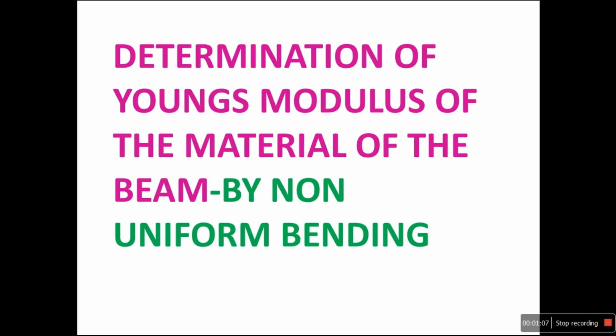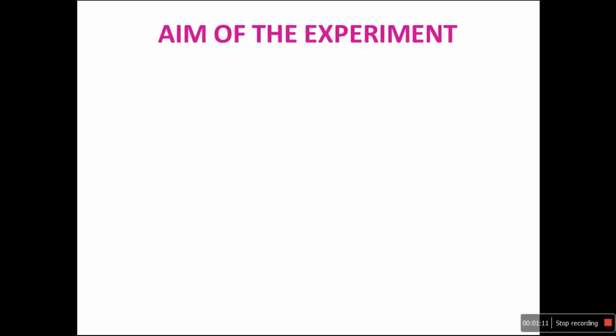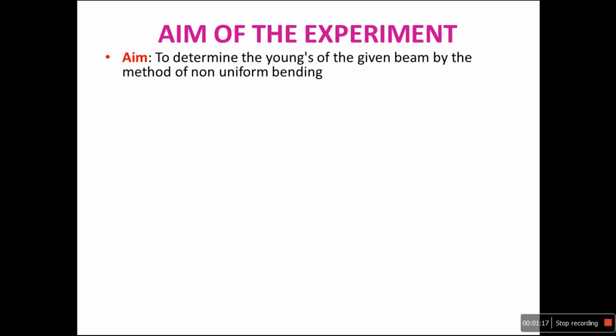Before doing the experiment, we should know certain things regarding this non-uniform bending. First we should know what the aim of the experiment is. The aim of the experiment is to determine the Young's modulus of the given beam by the method of non-uniform bending. For doing this experiment we need some requirements.